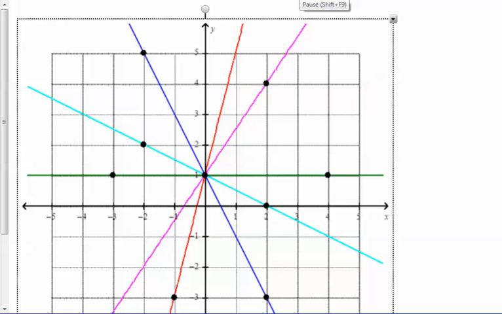Okay, in the next few minutes, I'm going to go through everything possible you need to know about linear stuff, lines, and all that good things like that.